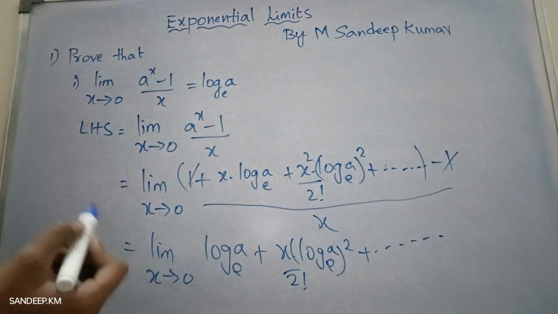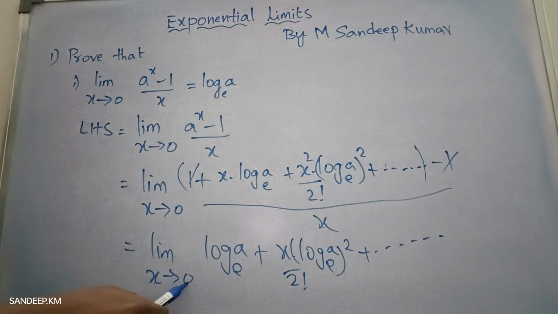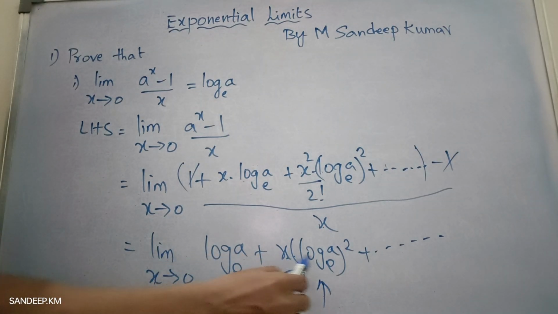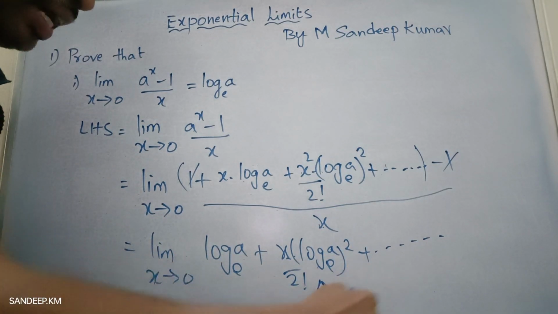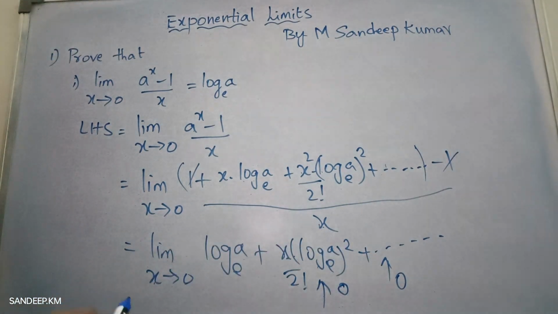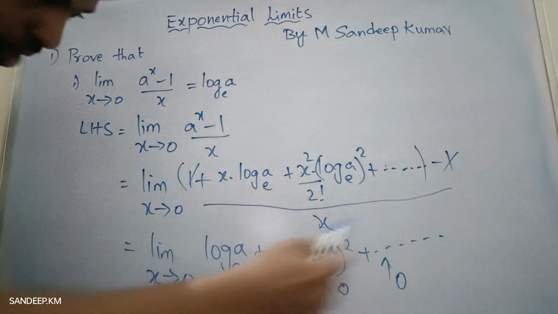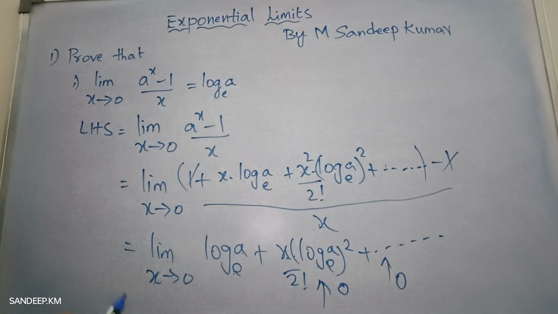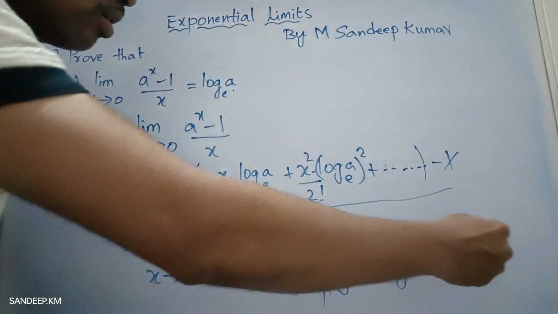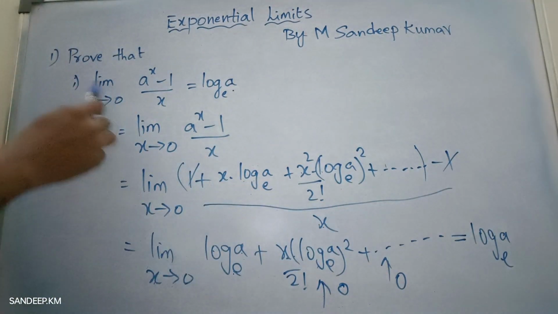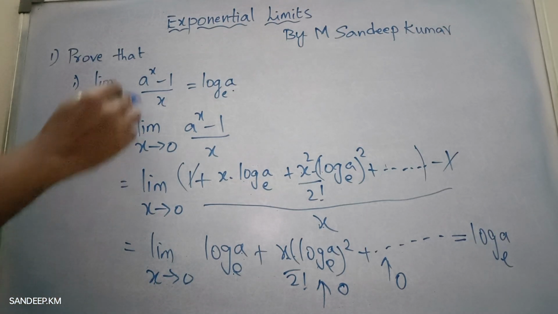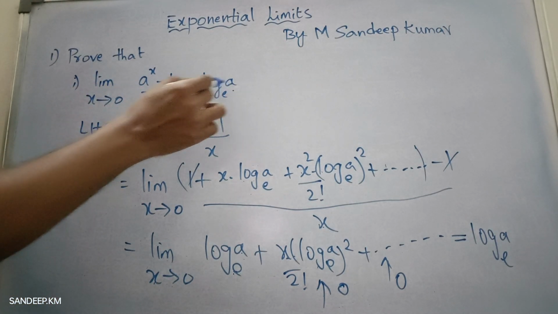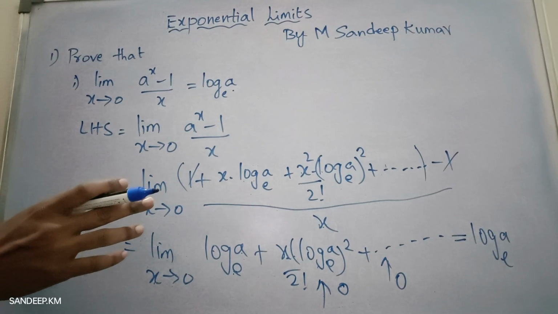They are not needed. Why they are not needed? Obviously, now when I substitute x as 0, this term will be 0 into something, which is 0. The next term is also 0 square into something, which will be 0, and all the remaining terms in this expansion will be 0. We are left with only log a base e, which is our answer. Therefore, limit x approaches 0, a power x minus 1 divided by x is equal to log a base e, where a is a positive real number and a should not be equal to 1.